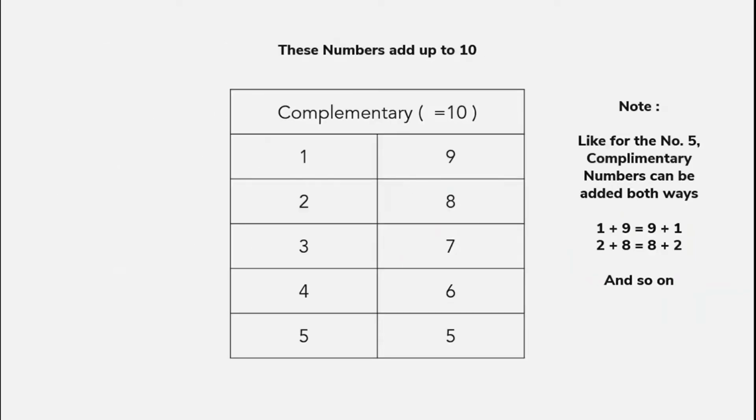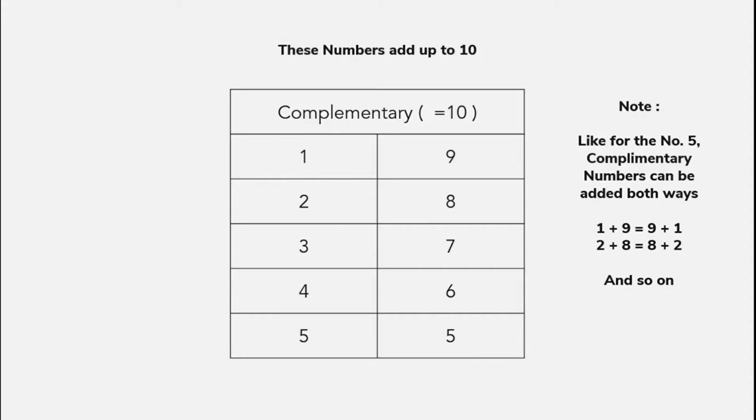Lastly, let's move on to even larger numbers like 10. I can also make use of complementary numbers with 10. 1 plus 9, 2 plus 8, 3 plus 7, 4 plus 6, and 5 plus 5 all give me a value of 10. So in this case, I can say that 1 and 9 are complementary numbers.